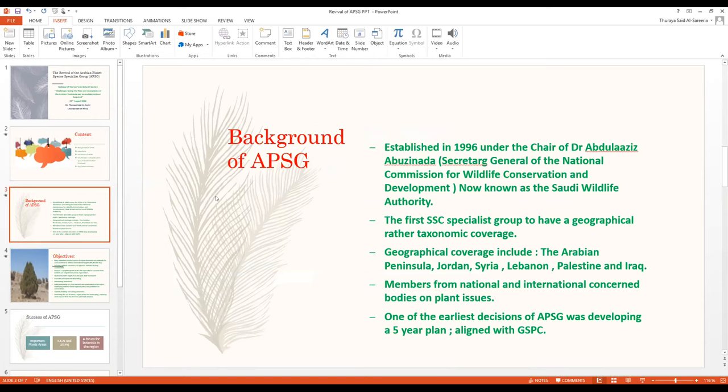As my previous colleagues gave great presentations about the SSC and the importance of the different groups in the commission, it comes to the Arabian Plant Specialist Group, which was established in 1996 under the chair of Dr. Abdulaziz Abuzinada, the Secretary General of the National Commission for Wildlife in the Kingdom of Saudi Arabia at that time.